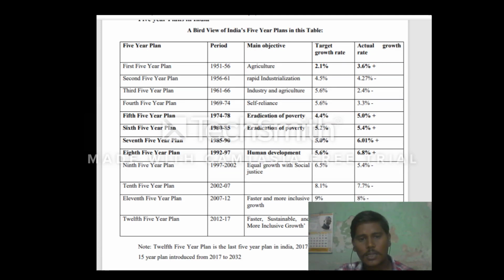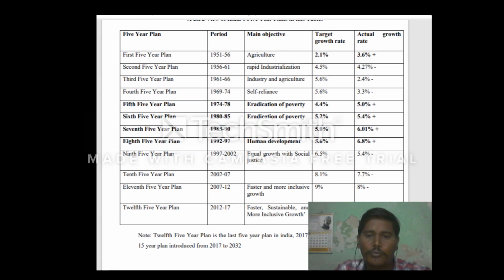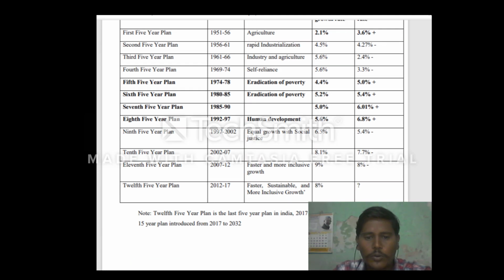So let us see a bird's eye view of the five year plans in India. As I told you, from 1951 to 2017 we had 12 five year plans. In fact, the first five year plan was based on agricultural development. It focused more on agriculture development. The first five year plan had reached its target and achieved more than its target. So this is the view of the first five year plan.